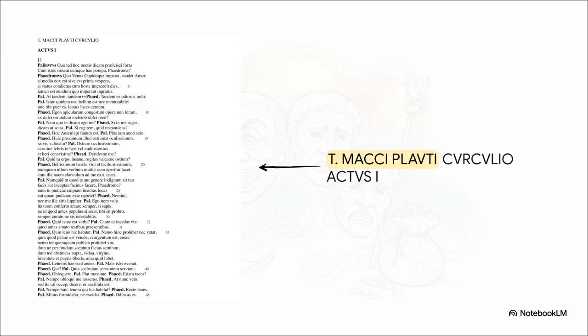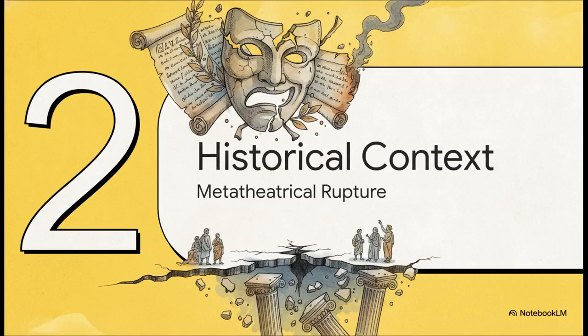This exchange perfectly establishes the baseline dialectic of the entire text. We're looking at a fundamental clash between human autonomy and raw financial transactionalism. Moving on to Part 2, historical and cultural context, the metatheatrical rupture.